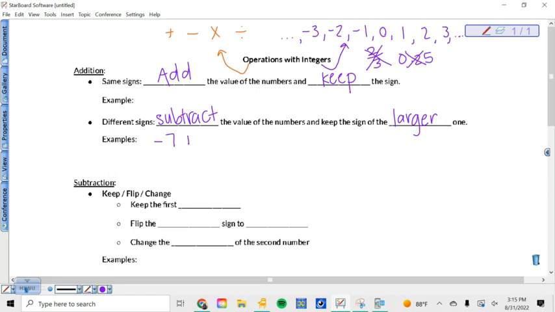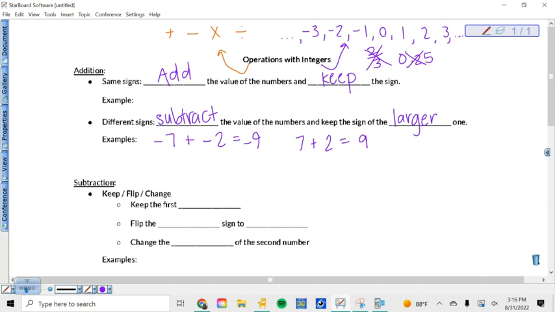We got -7 plus -2. Do those numbers have the same sign or different signs? Same sign. So that means I'm going to add the values of the numbers. So it's 7 plus 2, 9. And then I got to keep the sign. Those are both negative, so my answer is going to be negative. Right? And then again, I've got +7 plus +2. Same or different signs? Same. So again, I add 7 and 2 is 9 again, and I keep the same sign, so this remains positive.